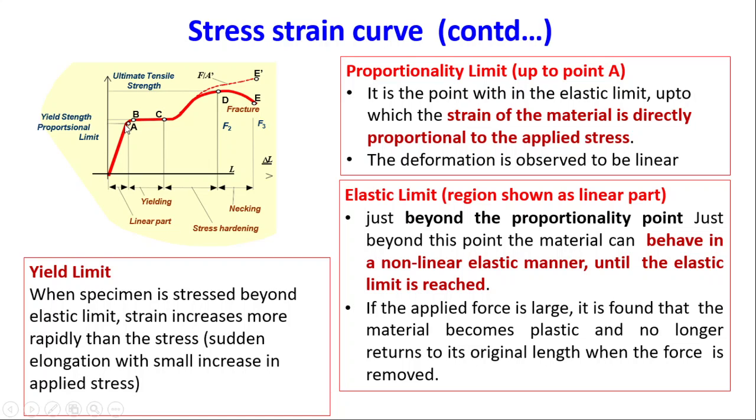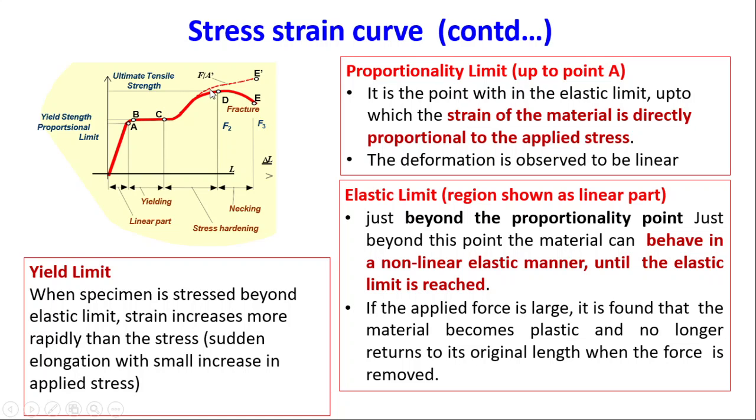Point A is the proportionality point and B is the yield point. Up to the point A, the stress is proportional to the strain, and a small further addition of load causes the material to yield. That is, it transforms from the elastic region to the plastic region. Beyond B, there is a small increase in strain, and after point C, strain hardening happens.